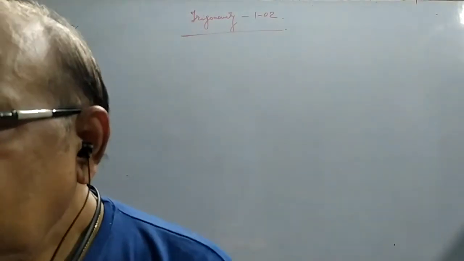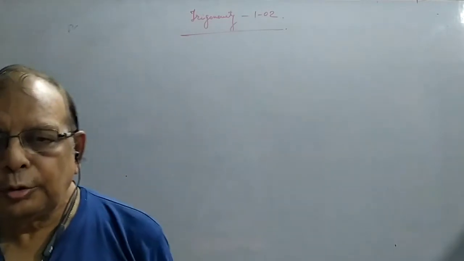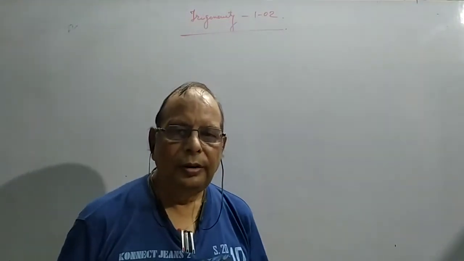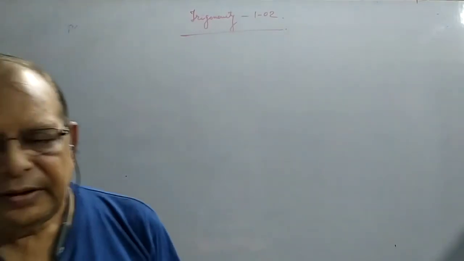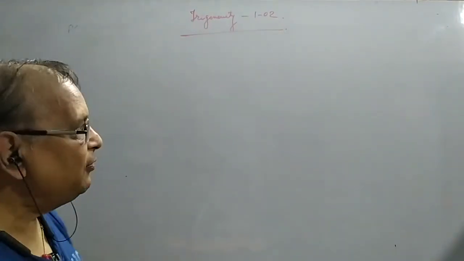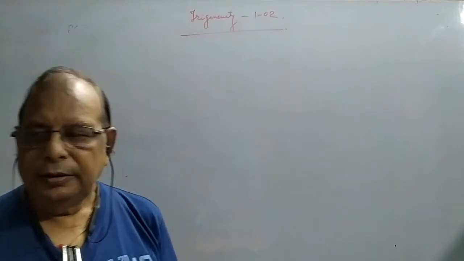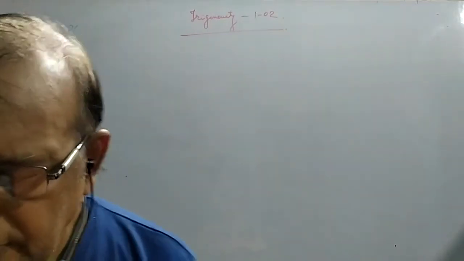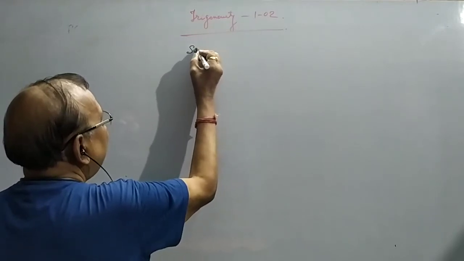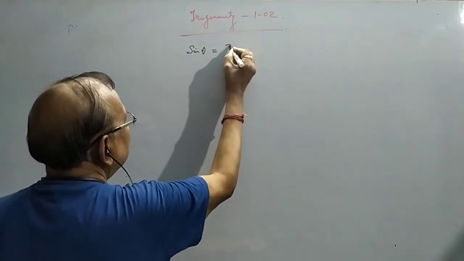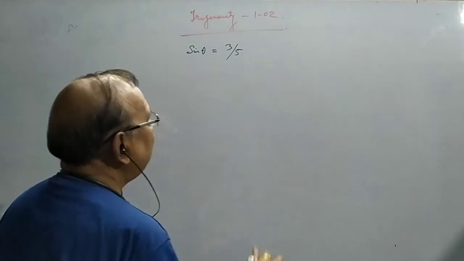Up till now we have gone through identities which have been studied in 10th class. That was the revision. You might be knowing, suppose sin theta is equal to 3 by 5. What will be cot?